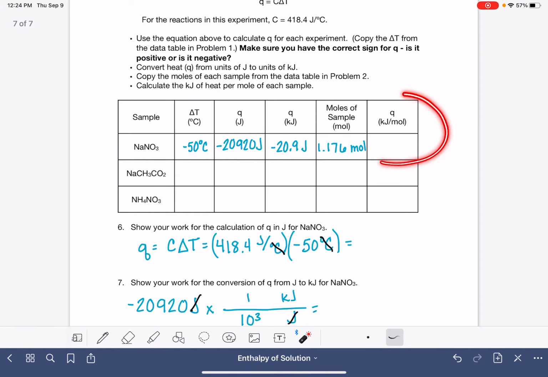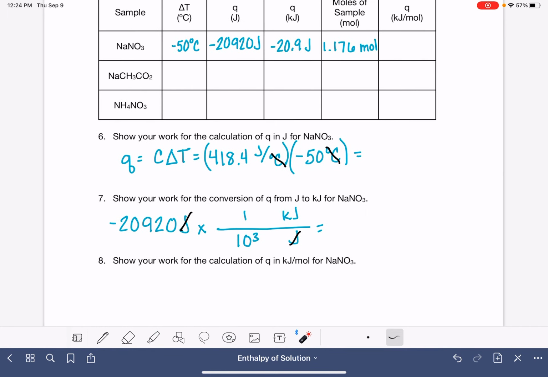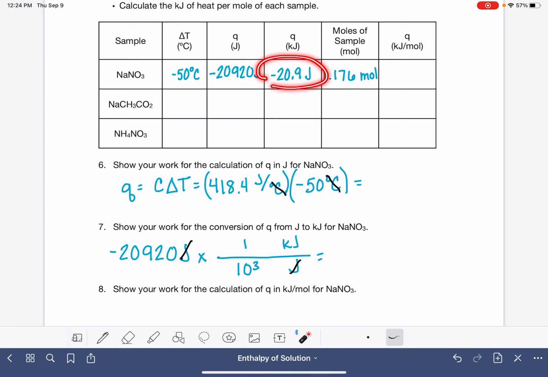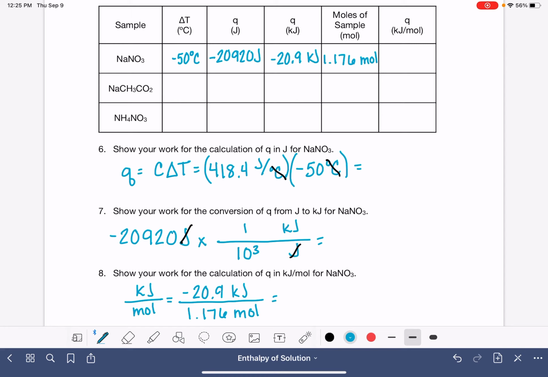Now for the last spot here, we're going to calculate the heat one more time. This time, look at the units. It's going to be kilojoules per mole. So in this spot down here, we're going to do that work. This is going to be as simple as taking our kilojoules and dividing it by our moles. Our kilojoules, which is, again, don't lose your negative signs, negative 20.9. Oh, I just realized that I wrote joule instead of kilojoule. Negative 20.9 kilojoules divided by 1.176 moles, and that's going to give me negative 17.8 kilojoules per mole.